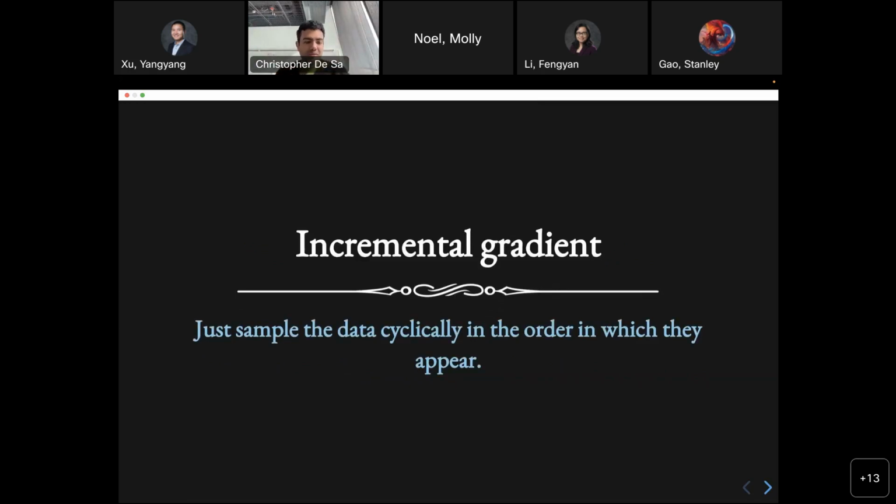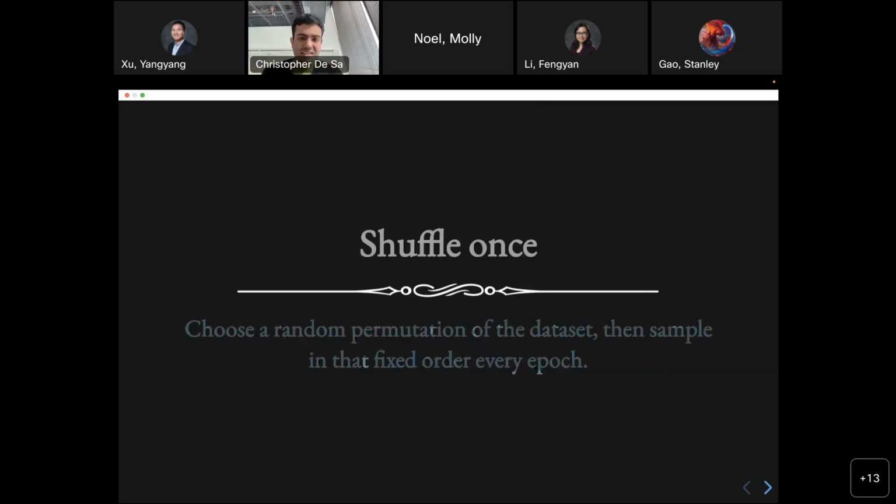One popular approach, which people sometimes use in practice, is called incremental gradient, where you just sample the data cyclically in the order in which they happen to appear. So you imagine that your data set is ordered, and you just draw the first example in the data set, then the second one, then the third one, and when you get to the end, you just repeat. And this can leave practitioners open to issues that would happen if your data is somehow sorted or in a strange order that might be bad for learning.